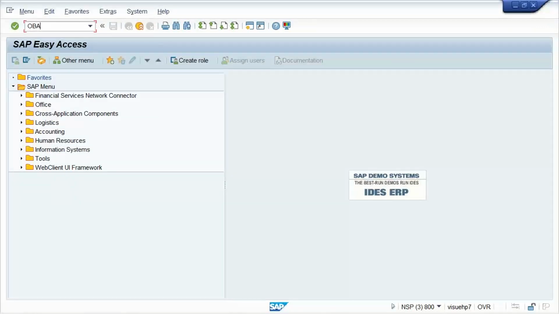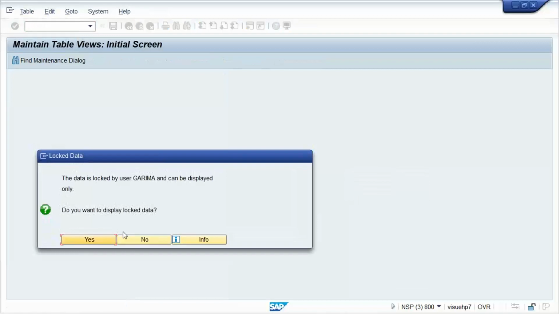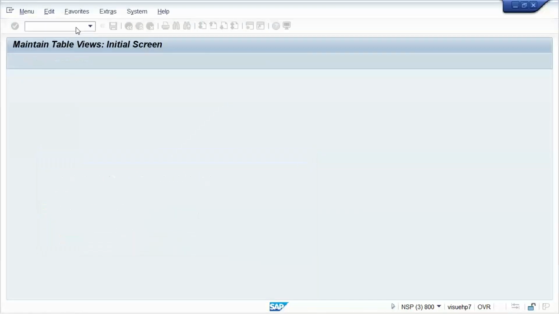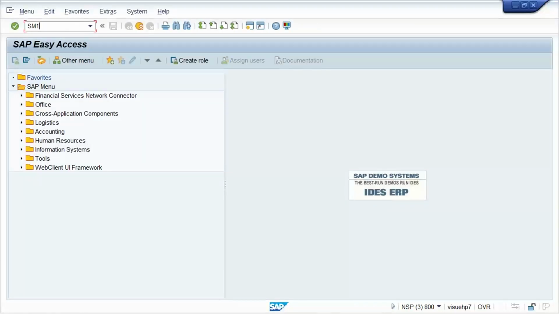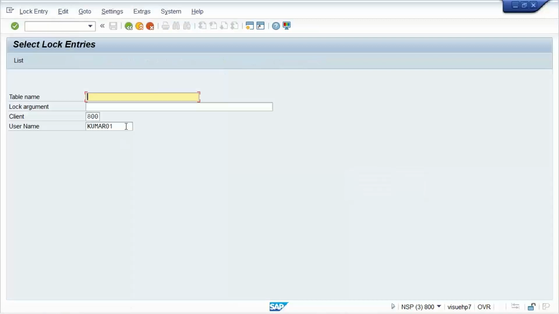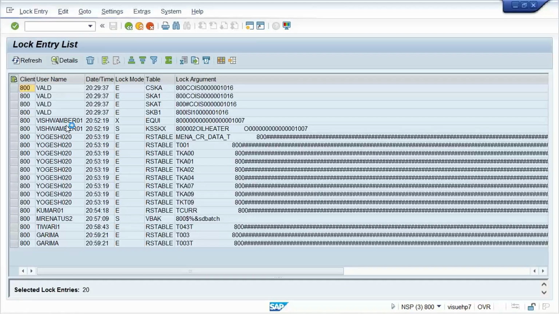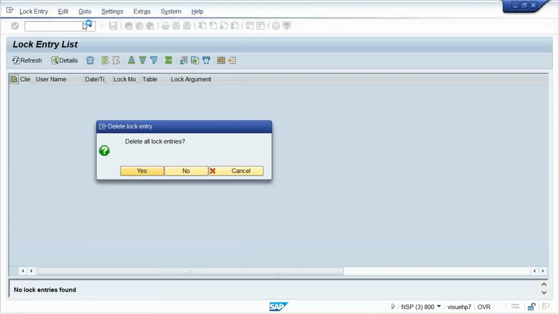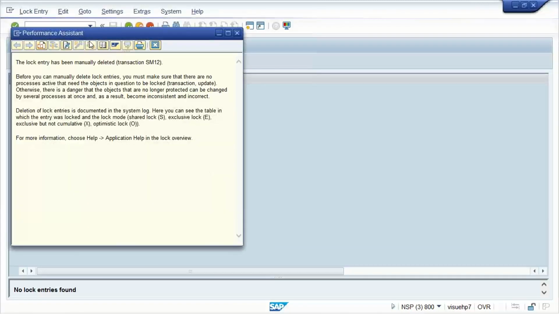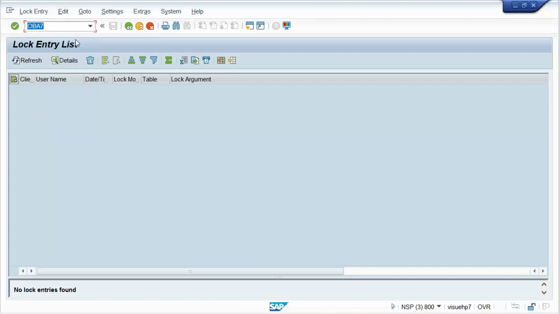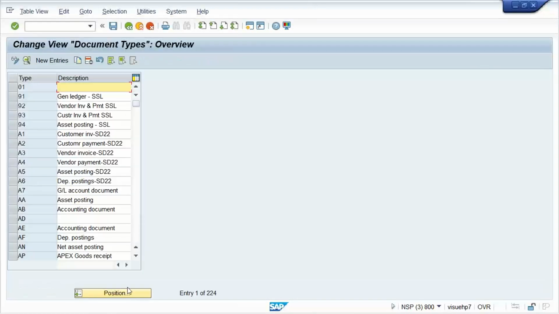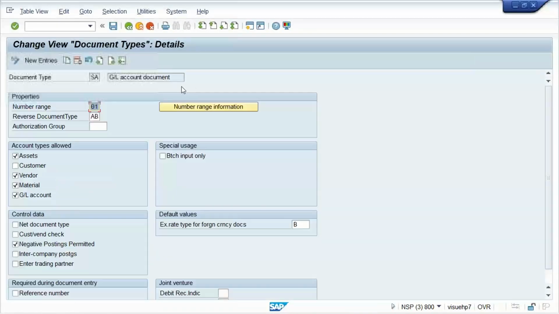But you just go to OBA7 and here definitely. Okay, so go to HM12. Somebody is there already. Delete all. Chalo. Go to OBA7. OBA7, SA document type, right? SA document type. Double click.